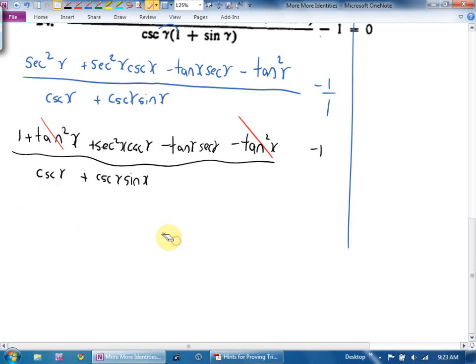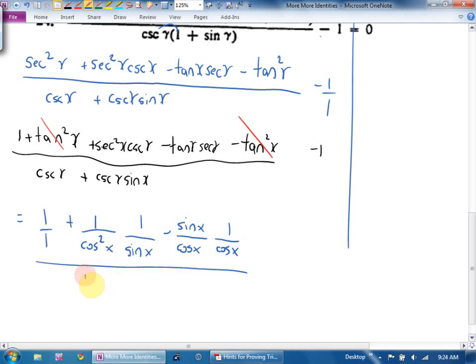So I'm going to go like this. 1 plus secant squared is 1 over cos squared. Cosecant is 1 over sine. And since I just wrote a fraction, I'm going to make that first one a fraction just to see what's going on here. Minus tangent is sine over cosine. And secant is 1 over cosine. All over, and I'm just going to write some ditto marks right now. We're going to leave that for a while. I would never do that on a test, but in my homework, sure.